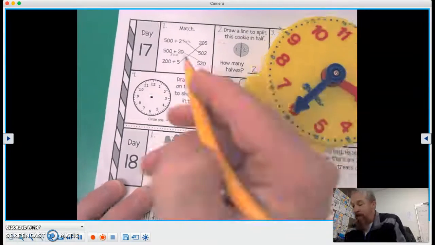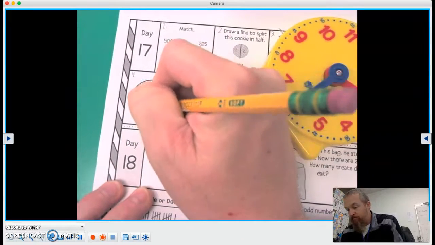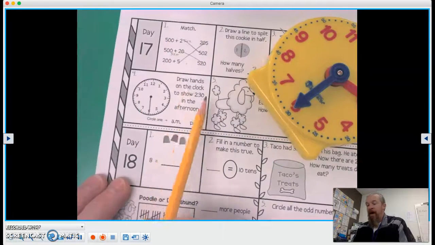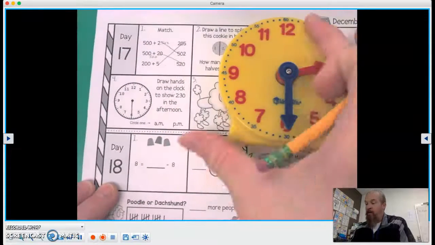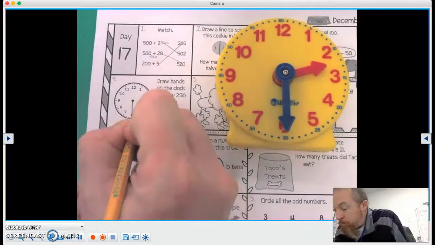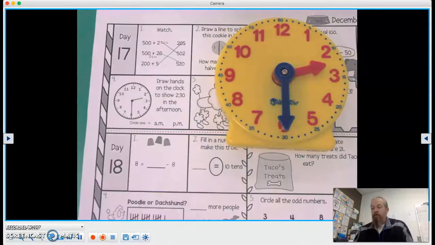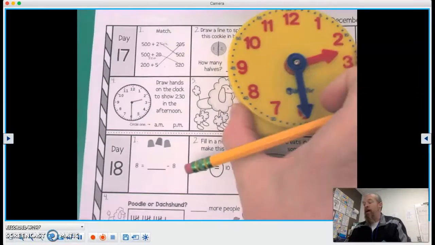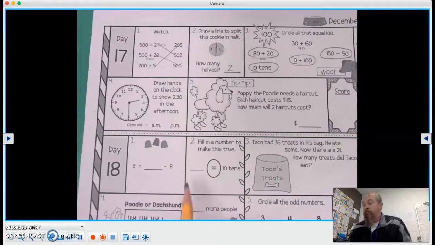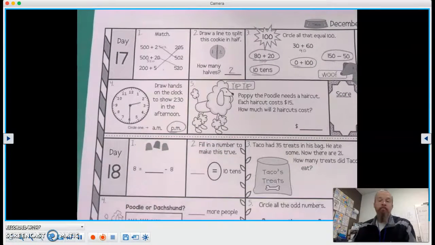So the minute hand, I like to reach all the way out to the minutes. Okay? The hour hand, for us right now, it's the one that's between the 2 and the 3. I like to go about halfway between the 2 and the 3. Okay, so there we go, 2:30. It says draw the hands on the clock to show 2:30 in the afternoon. So after noon is right there, p.m. Okay.